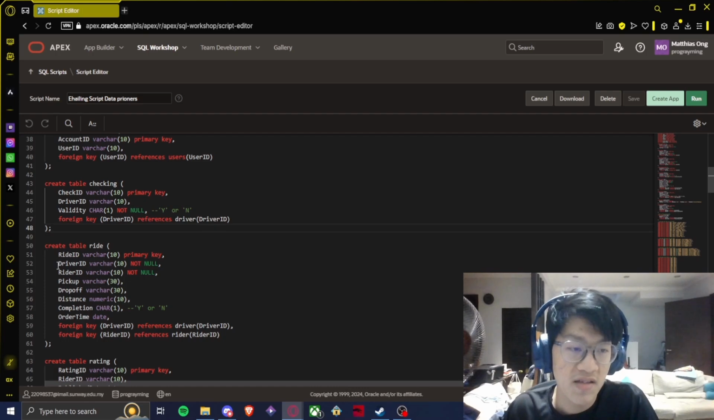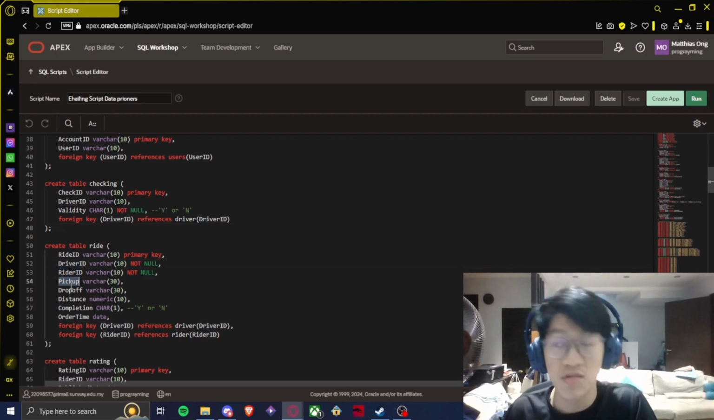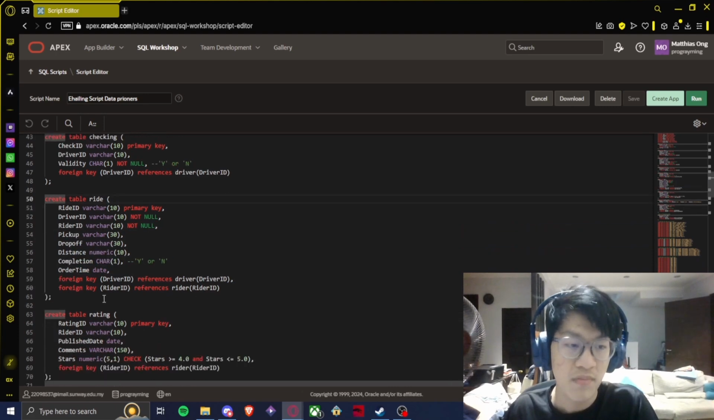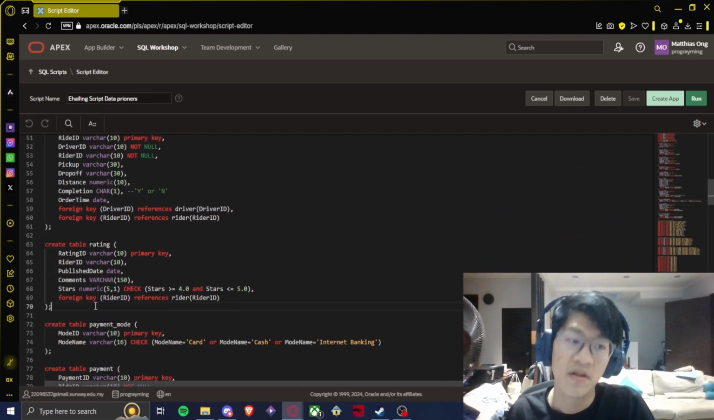So ride has the driver ID, the rider, as well as the pickup location, the drop location, the distance, and completion time and order time. This is when a rider will book and a driver will accept, then all these details will be inserted into the database. Now we have ratings. The riders have free will to rate the drivers that they have taken the ride of and are able to give them comments about it, as well as give them stars to rate them.